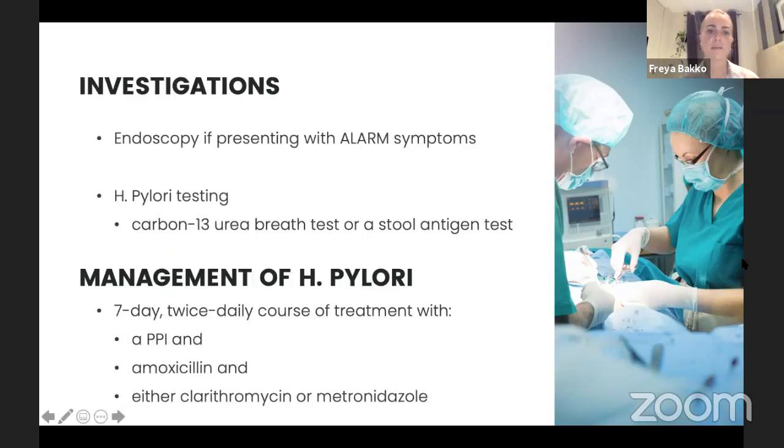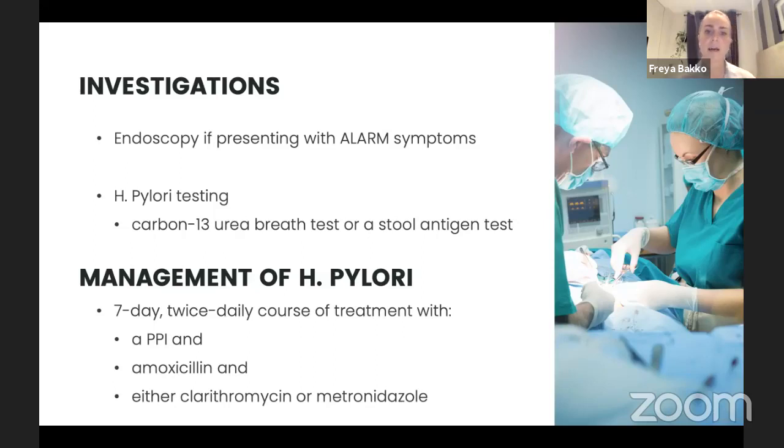So you've had a patient presenting with signs of gastric ulcers, maybe epigastric pain. If they're presenting with alarm symptoms, as mentioned, they need to go for an urgent endoscopy. Otherwise, they will undergo H. pylori testing, as this is the most common cause. This is commonly a carbon-13 urea breath test or a stool antigen test.